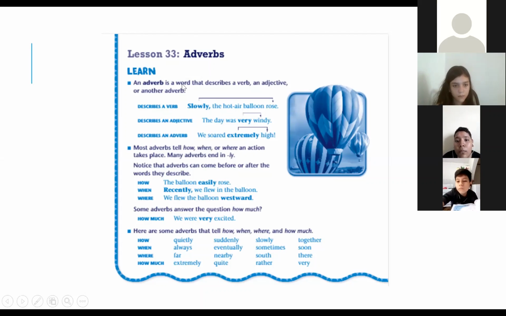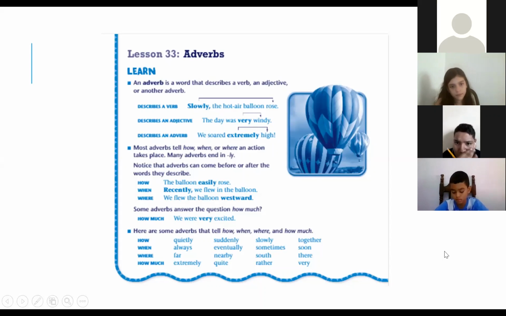So remember, these adverbs describe a verb, adjective, or another adverb. We have the example that describes a verb: slowly the hot air balloon rose. So slowly is describing rose. Remember, rose is going up. Describes an adjective: the day was very windy. So very is the adverb describing the adjective windy. Describes an adverb: we soared extremely high. Extremely is describing high. Or when you say she was running very quickly, very is also describing quickly.